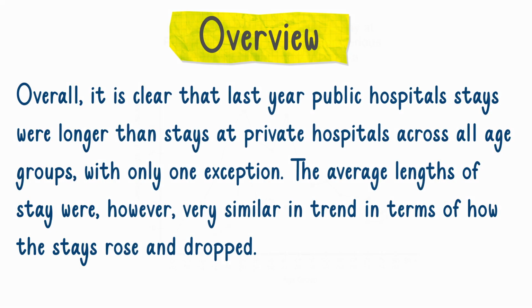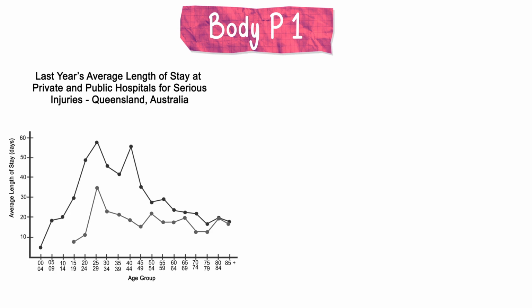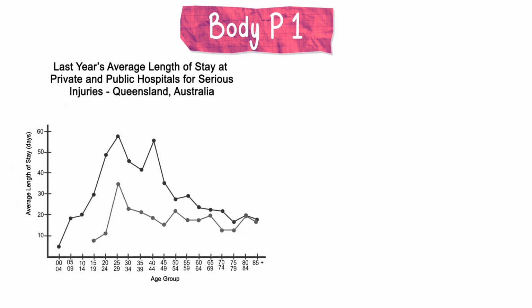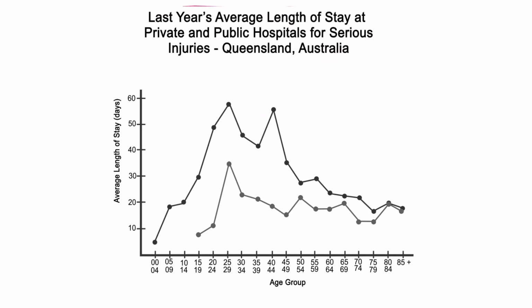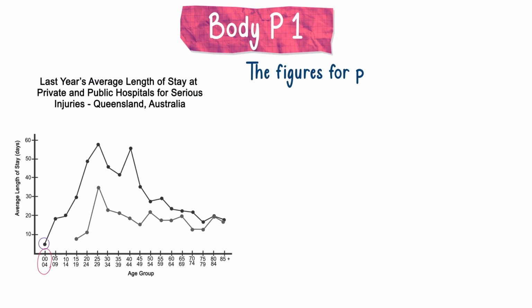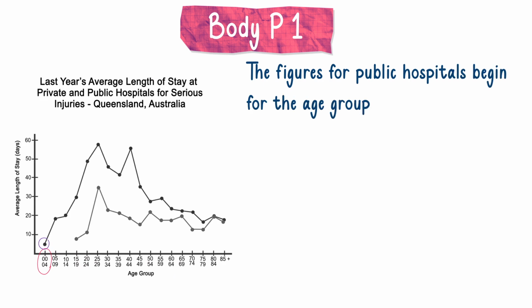All right. Now, guys, let's turn to our next paragraph, which is our first body paragraph. So we start with writing public hospitals. As you can see, we should always write the figures for the beginning. So the figures for public hospitals begin for the age group 0 to 4 years. As you can see, 0 to 4 years. And that's around 4 days, right? Around 4 days.